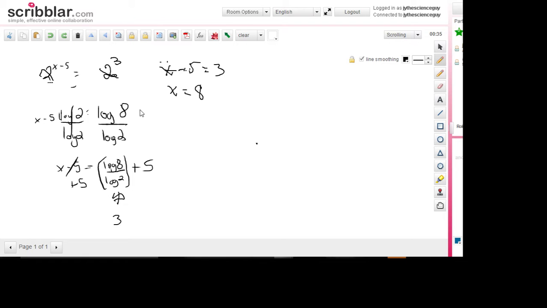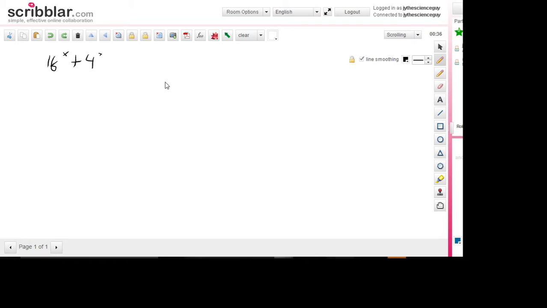Okay. This one right here. It's 16 to the x plus 4 to the x plus 1 minus 3 equals 0. So it looks like this is called solving an exponential equation that's quadratic in form. And that is a quadratic equation.